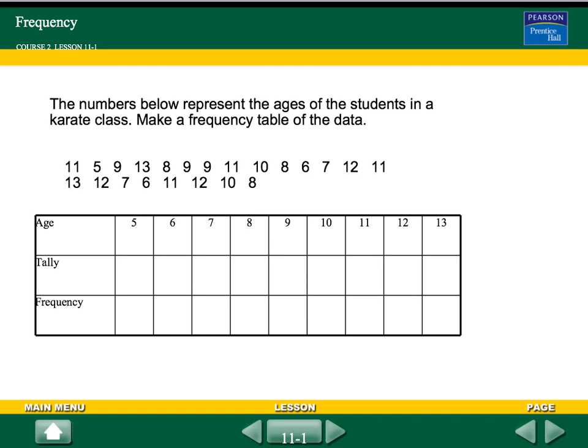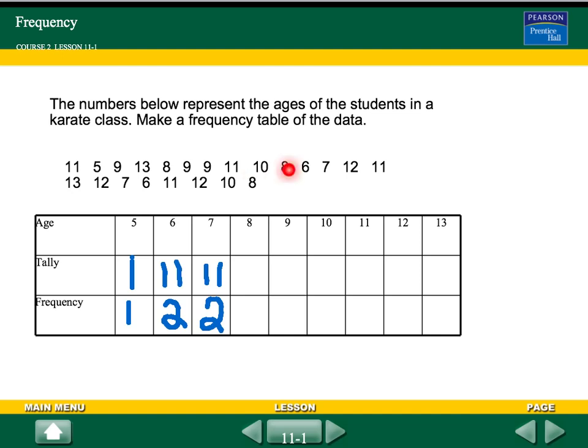Here's number 5. How many times can you find 5 on here? There's only one time, so my tally for 5 is 1. So the frequency for the number 5 is 1. Moving on to 6. I've got 1 six here, and 2 sixes there, so my tally is 2, and the frequency then is 2. Number 7. There's a 7. There's a 7. Again, it looks like 2. So I'm going to have a tally of 2, and a frequency of 2.